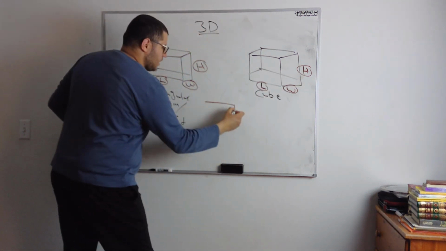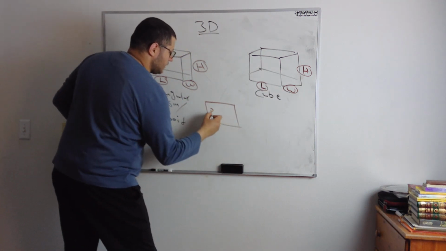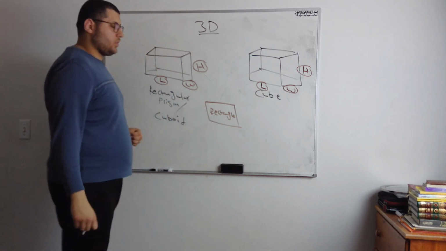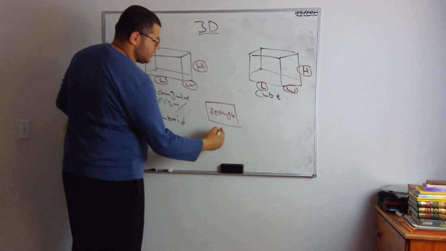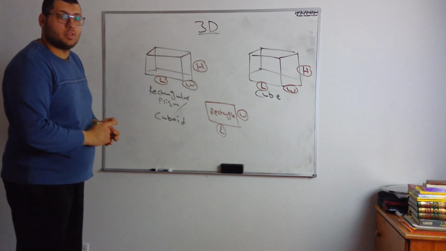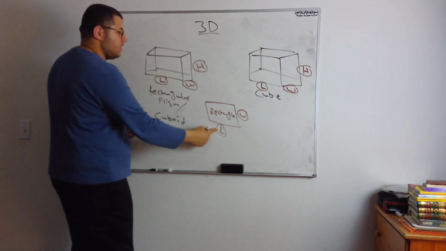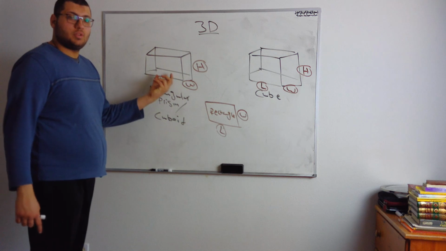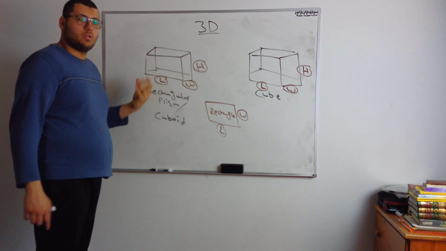But something like a rectangle. This is a rectangle right here. Can we call it a 3D shape? No, it's not a 3D shape. It has a length and it has a width. So it's a 2D shape, a two-dimensional shape. This has 3 dimensions, length, width, and height. So we call it 3-dimensional.